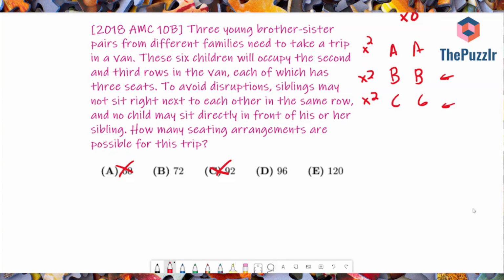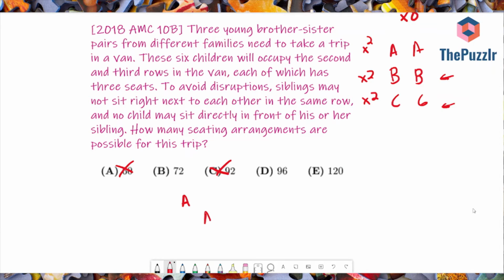Let's say that A starts in the top left corner. If A starts in the top left corner, where would the other A need to go? So to avoid disruption, siblings may not sit right next to each other in the same row, and no child may sit directly in front of his or her sibling. So the second A can't go here, can't go here.